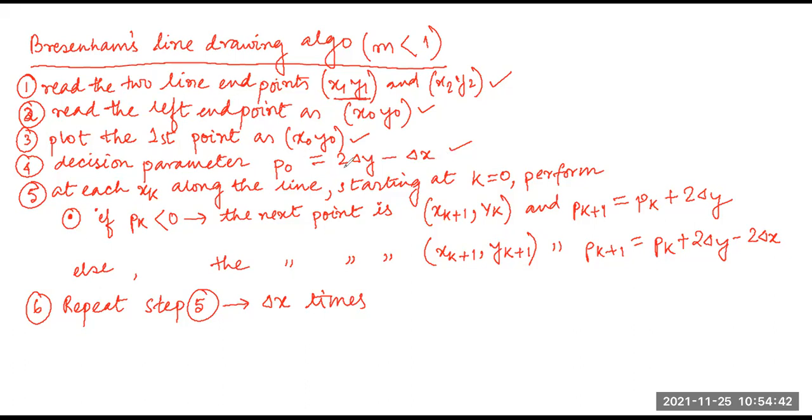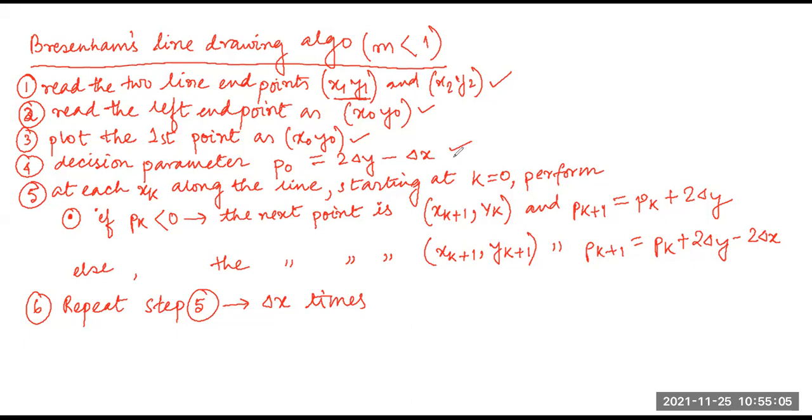So first we will do what? The first P0 will be calculated as 2 into del y minus del x. Del y we know is y2 minus y1, and del x we know is x2 minus x1. So whatever values are provided in this section, we will simply put them in and find out the value of P0. Up to this, I think is clear.